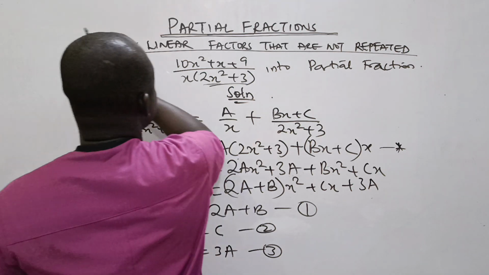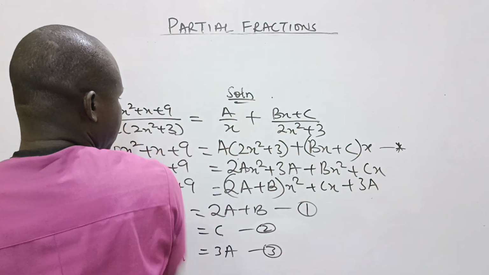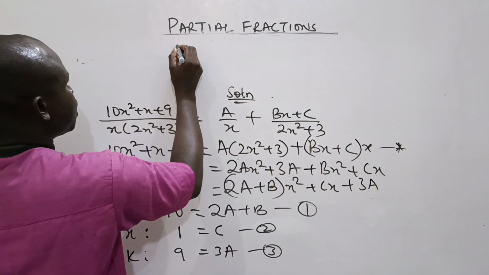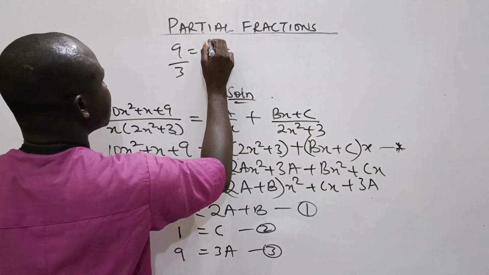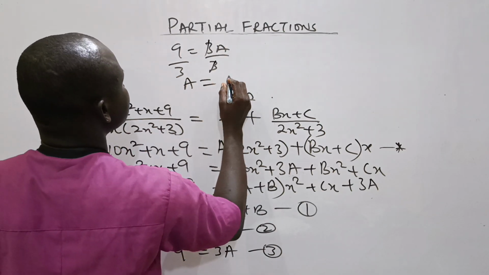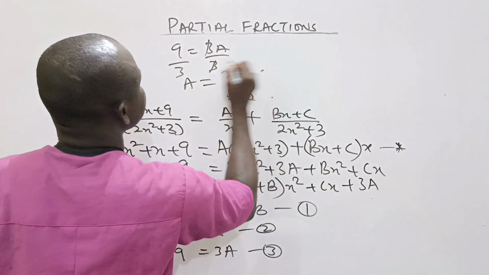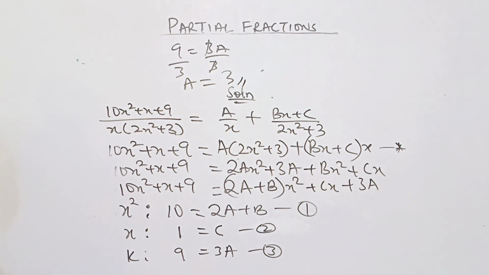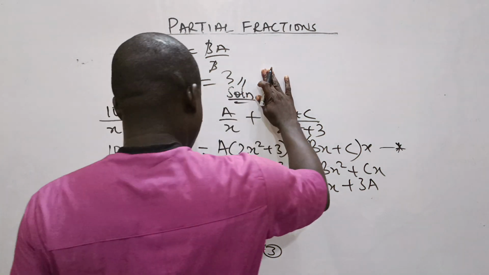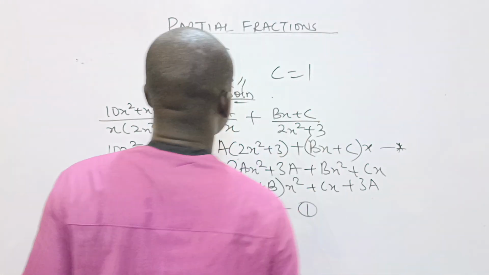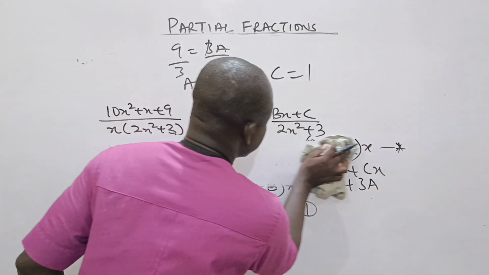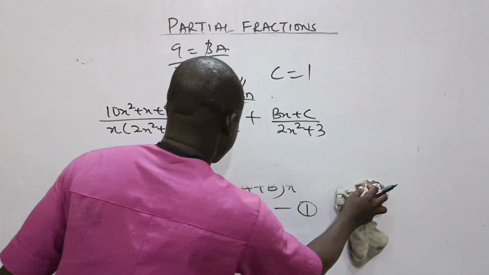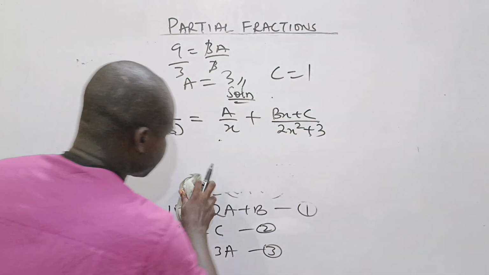From equation 3, we know that 9 is equal to 3A. Let's divide both sides by 3. 3 will cancel 3, so A is equal to 3. We have gotten the value of A. Then from equation 2, we are given that C is equal to 1. We know that A is equal to 3 and C is equal to 1. Then I can go ahead and find the value of B from equation 1.